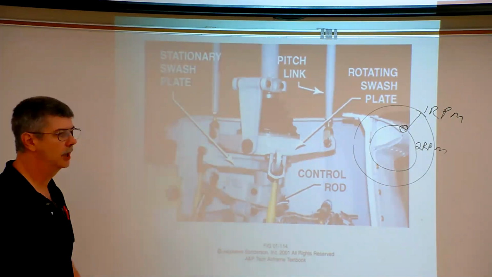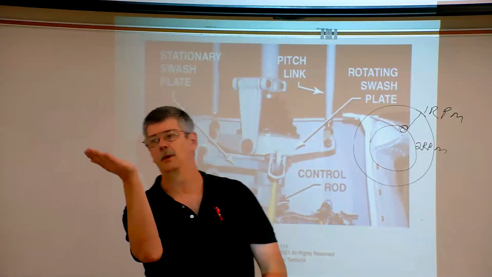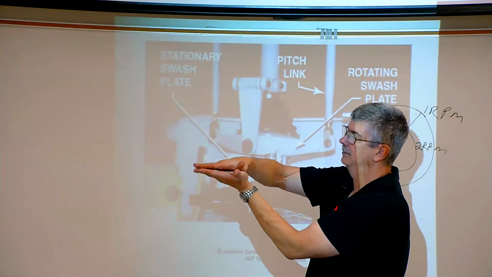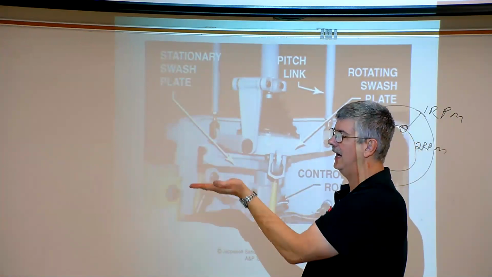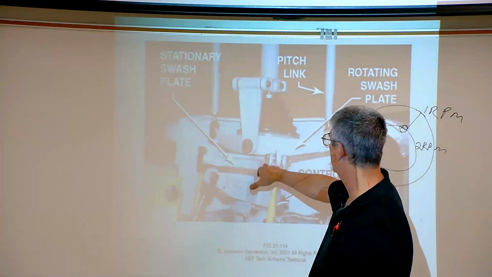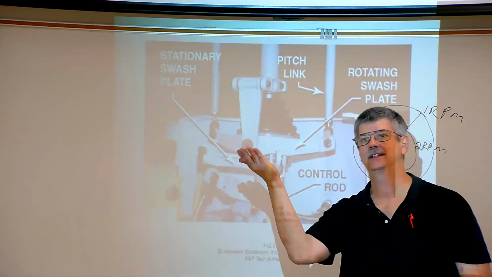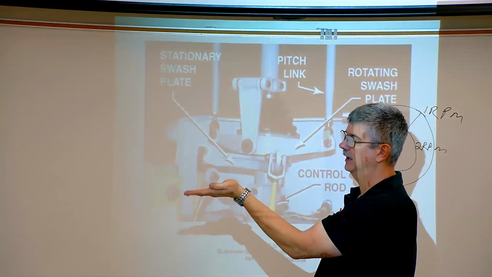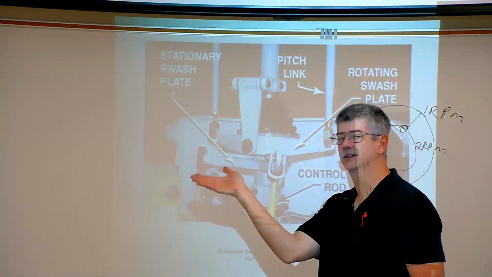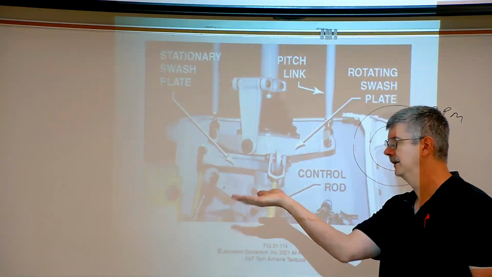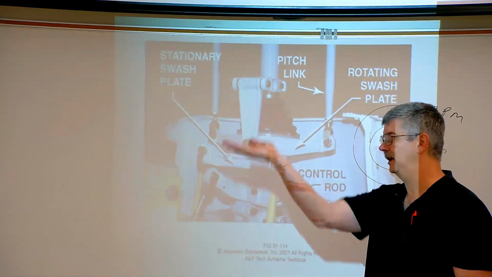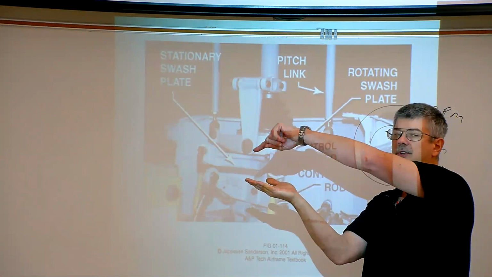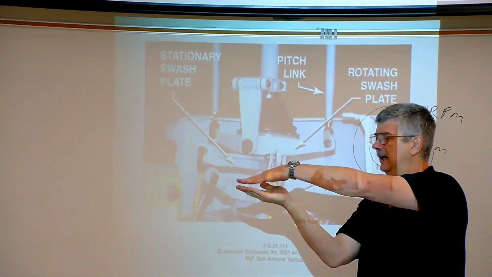So what it is, we have two plates. And in between the plates is a bearing. The bottom plate is stationary. What that means is it does not rotate. But we can tilt it in many places. We can tilt that plate, and the plate can go up and down. The plate on top of it is rotating with the rotor blades.